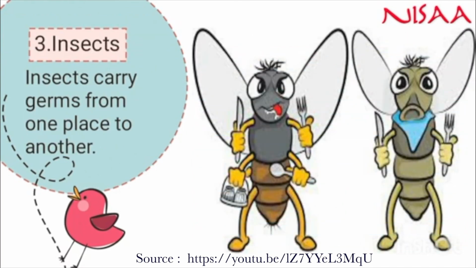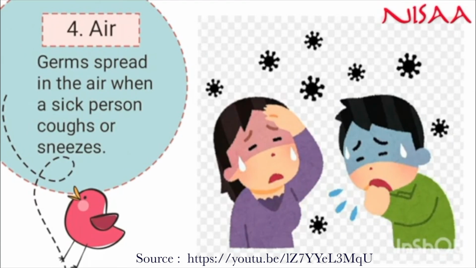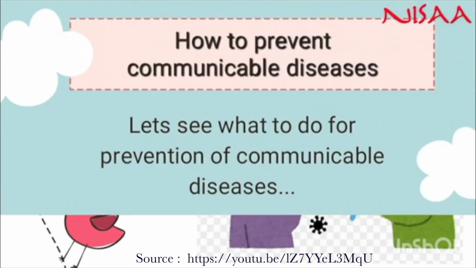Number 3. Insects. Mosquitoes, flies, cockroaches and other insects carry germs from one place to another and cause diseases like malaria, dengue, chikungunya, etc. Number 4. Air. When a sick person coughs or sneezes, the germs spread in the air and the disease is passed on to others present around them. This causes diseases like cold, fever, flu, etc.